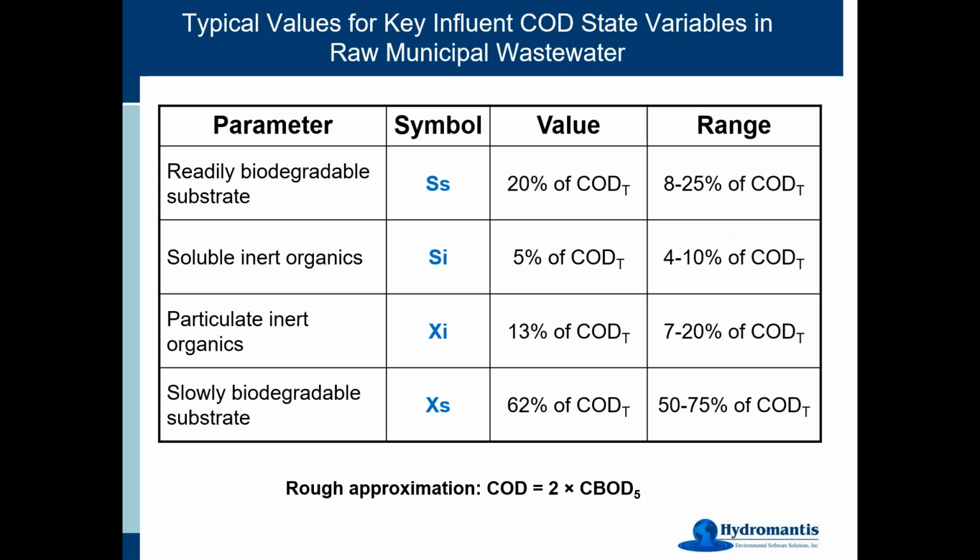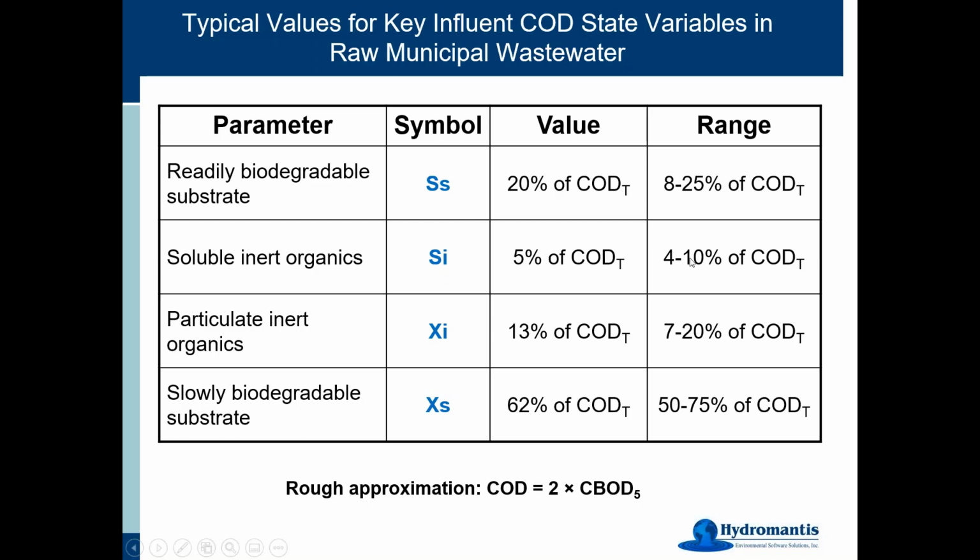So this slide is from one of our regular training sessions and talks about what you would expect to see in terms of the breakdown of the COD in your influent characterization. For a regular municipal wastewater, we would expect that 20% of the influent COD would be readily biodegradable substrate, 13% would be particulate inert, soluble inert would be 5%, and much of the rest, 60% or more, would be the slowly biodegradable substrate.